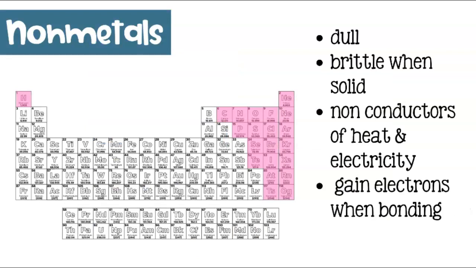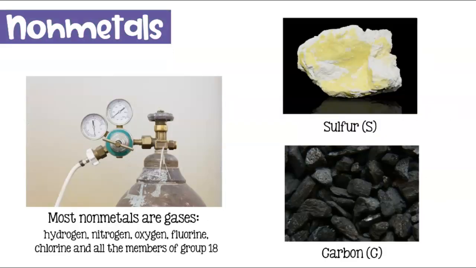The pink elements are nonmetals, meaning they are dull. When they're solid, they're brittle. However, not all of these are solids at room temperature. They do not conduct heat or electricity, and they gain electrons when bonding. Most nonmetals are gases at room temperature. These include hydrogen, nitrogen, oxygen, fluorine, chlorine, and all the members of group 18. Some solid nonmetals include sulfur, S, and carbon, C.